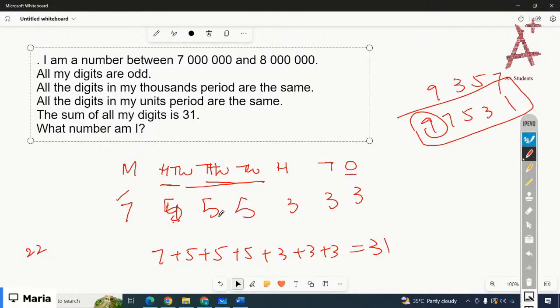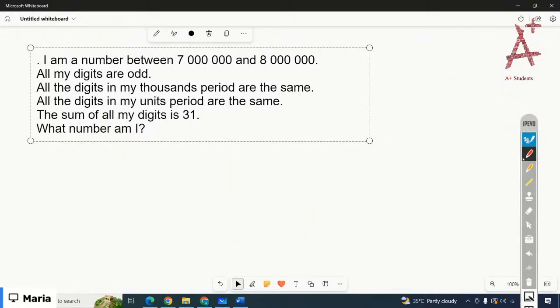Okay, then 5, 5. Why do I put that? Because all the digits in my thousands period are same. So that means all the thousands were same. Then all my units are same. That would be 3 here. You can check using the different numbers. That's just a guess I was trying, and I got the right answer, right? So that is the number.